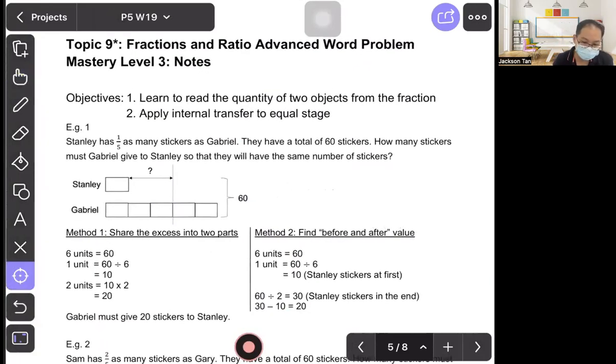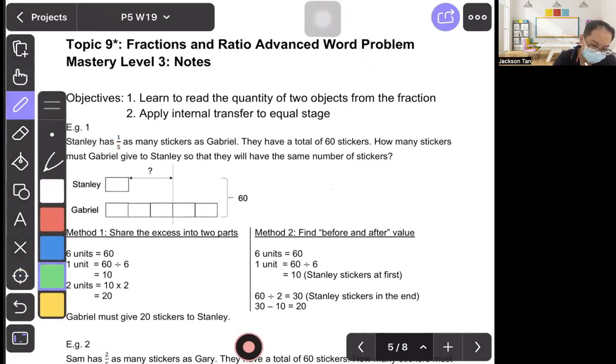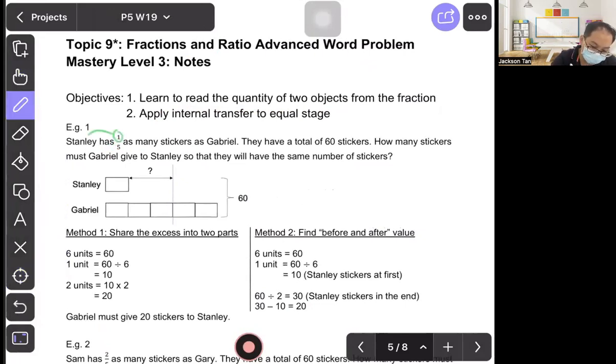So topic 9, fraction and ratio of one work problem, mastery level 3. The objective is to learn to read the quantity of two objects from the fraction and apply internal transfer to equal stage. So example 1: Stanley has 1/5 as many stickers as Gabriel. So what it means is that the 1 unit belongs to Stanley, the 5 units belong to Gabriel.